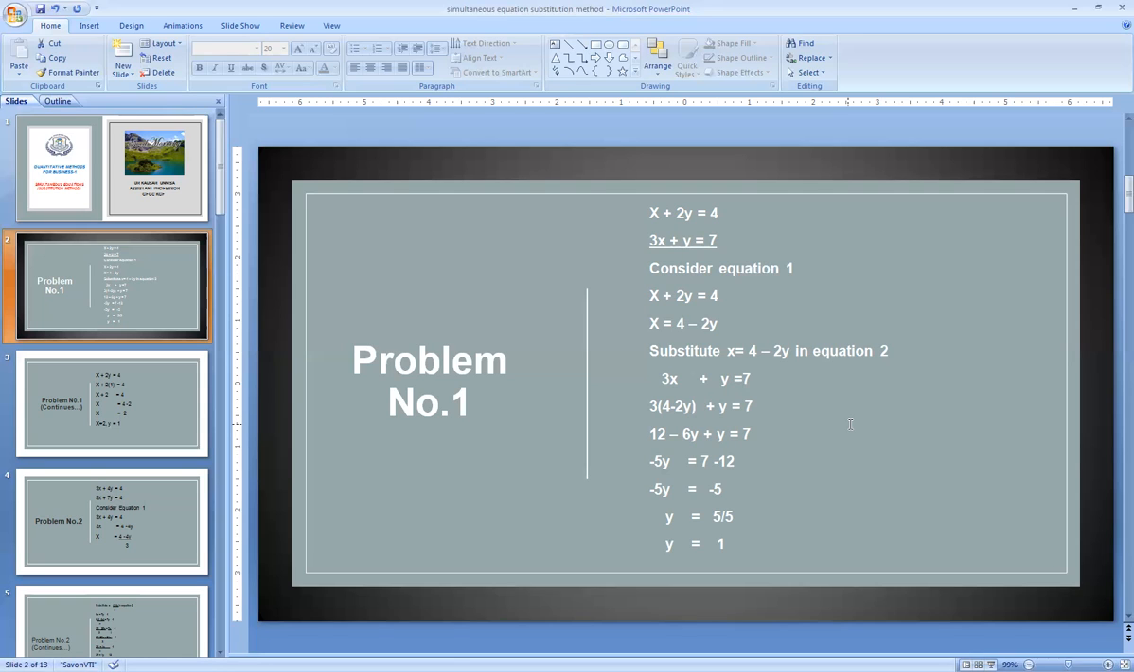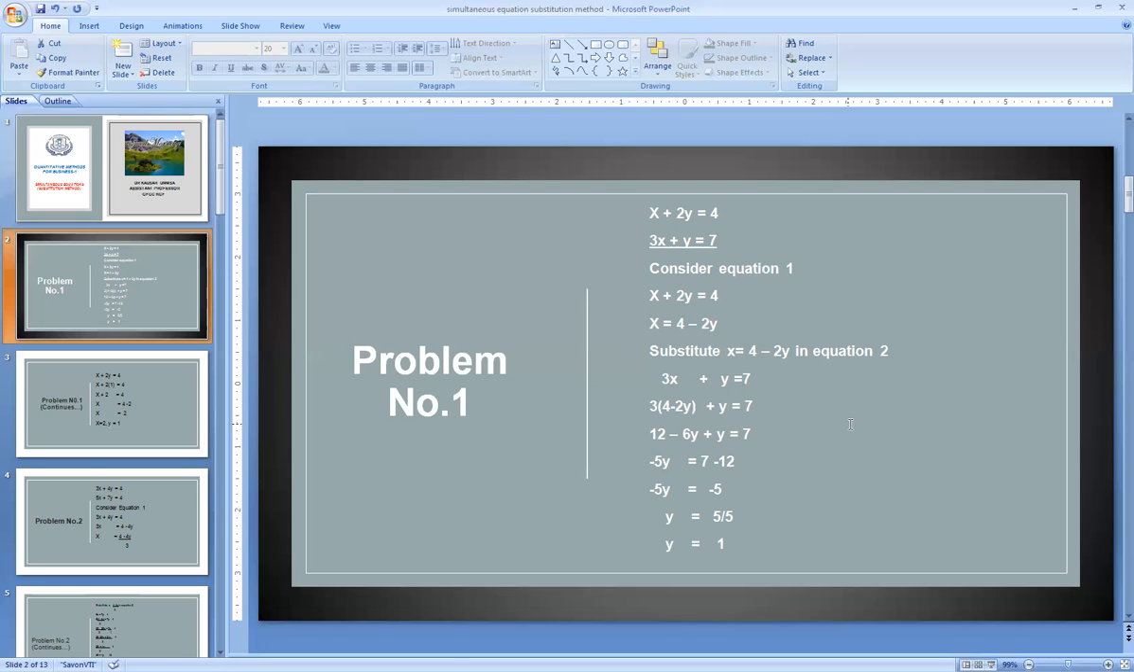If you considered the first equation, you should not substitute in the same equation, you have to substitute in the other equation, that is the second equation. Here we are substituting x equals 4 minus 2y in equation 2, the second equation, because x equals 4 minus 2y we got from the first equation. These values we have to substitute in the second equation.